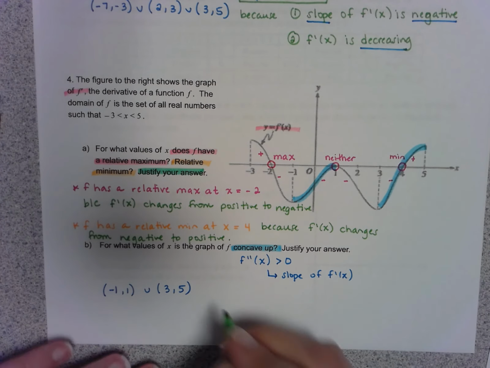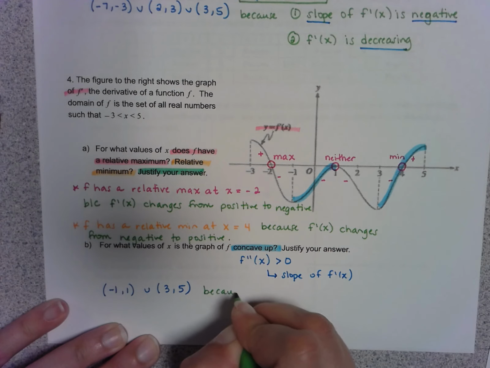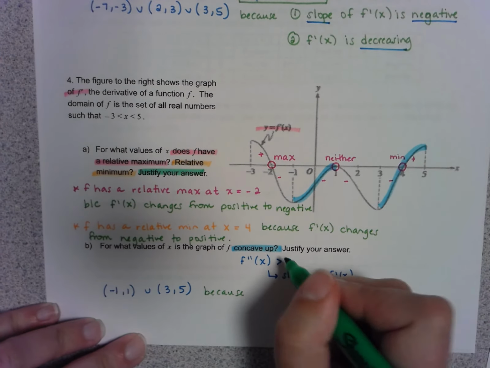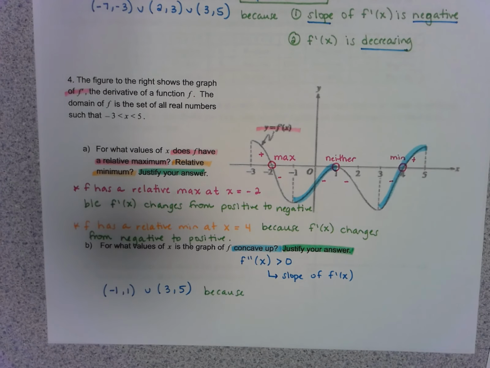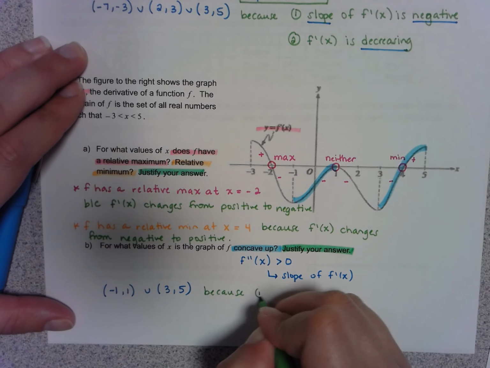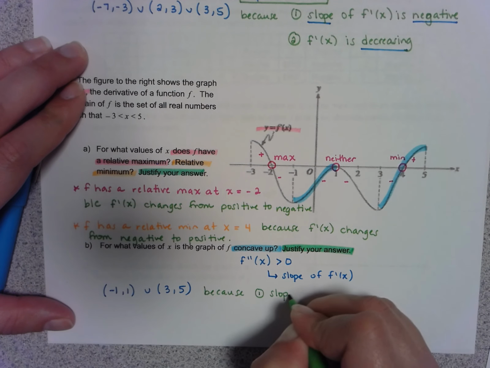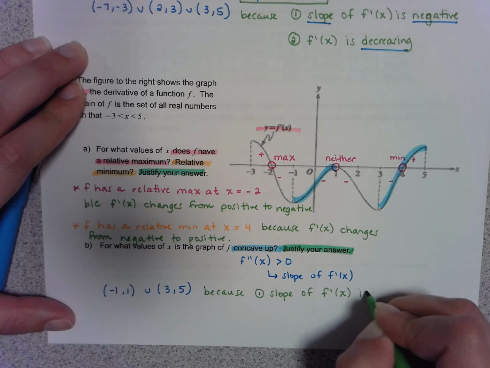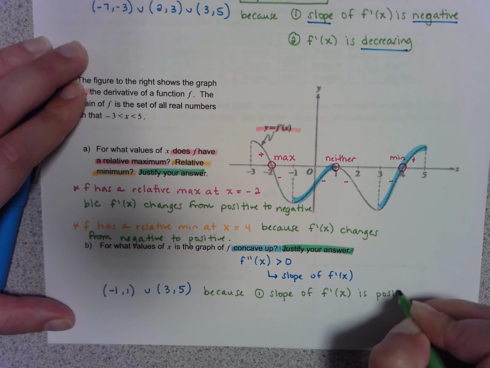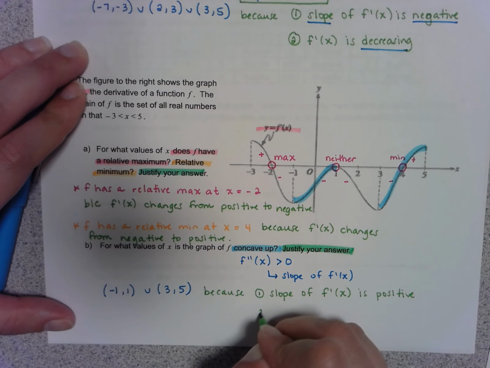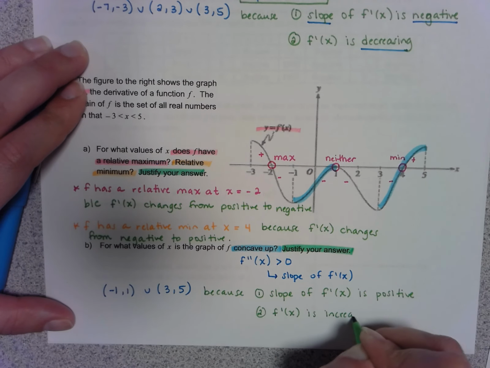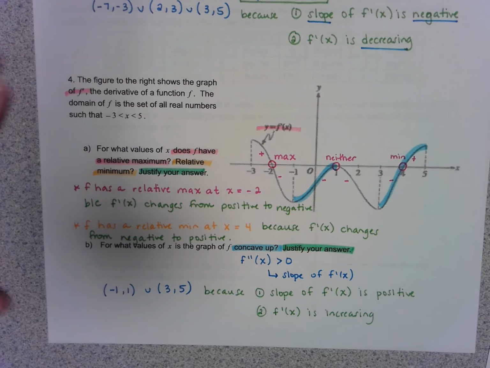And I would say because, and again, here is where I need to justify my answer. I have two choices here. I can say because for option number 1, the slope of f prime of x is positive. Or I could say because f prime of x is increasing. But just like before, you can't mix and match.